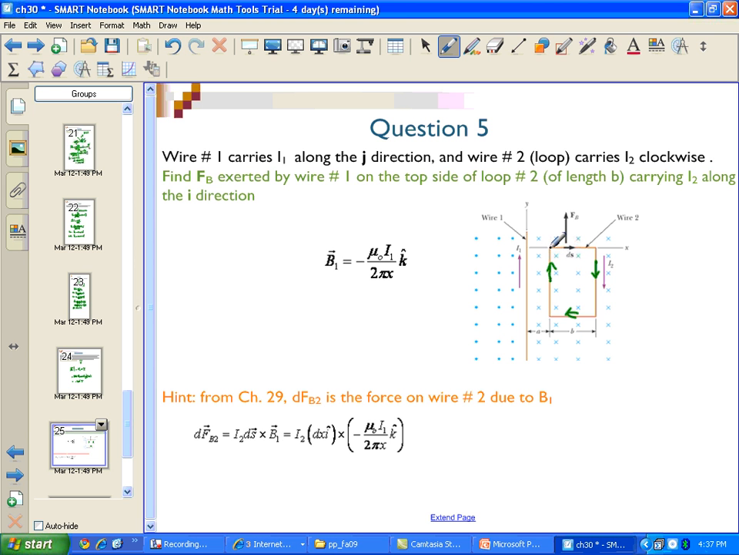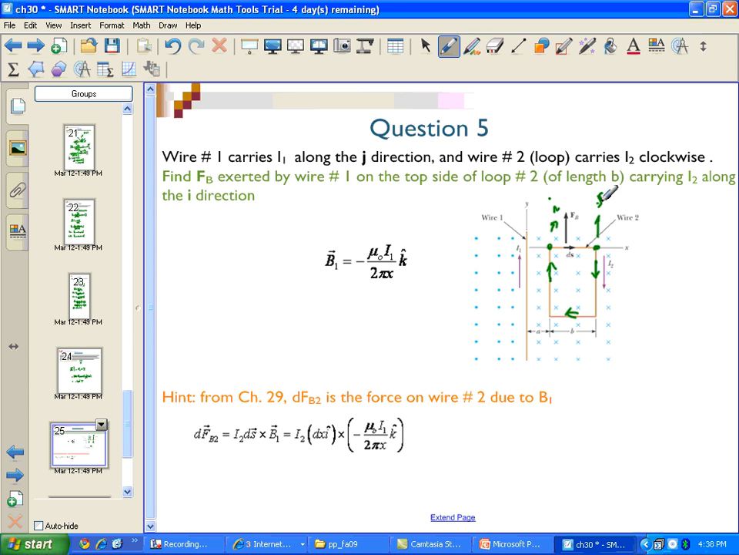So we begin with the magnetic field at this point here, which we call point A, which is at a distance a from wire 1, and we end at a distance a plus b from the wire that produces the magnetic field. So what you can see is that the magnetic field varies from here, this being our initial, to here, this being our final.